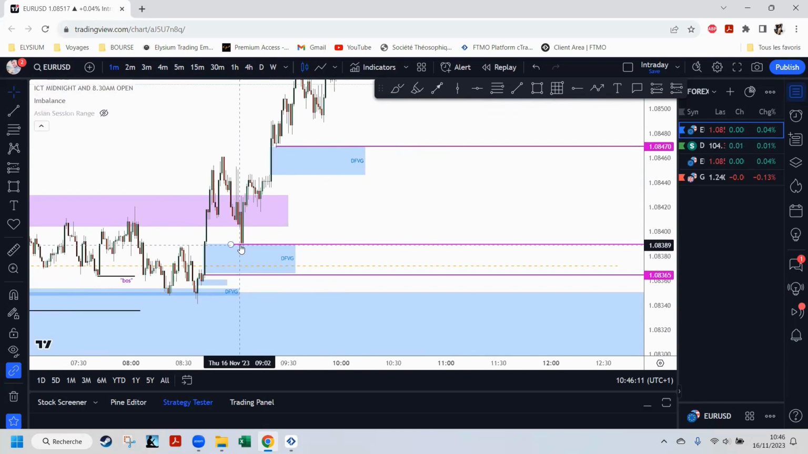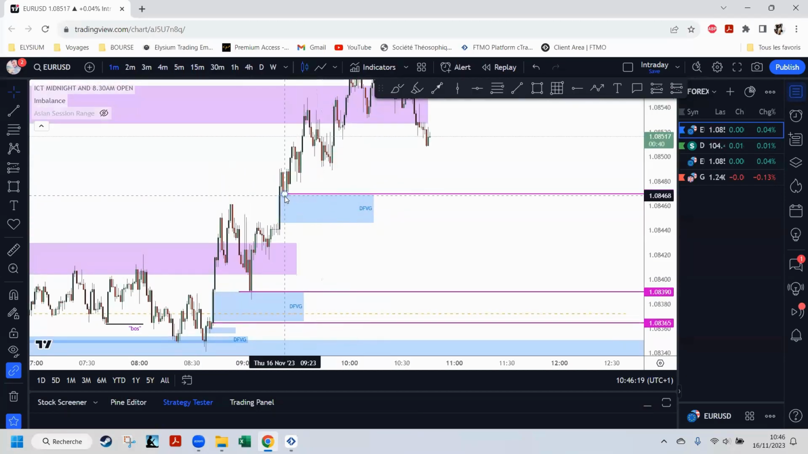So second entry, which was more confirmed entry, right there. And third entry, beautiful also, right there. Because you could enter from there, but for me, this is not beautiful. I ignore all this because this is not beautiful.